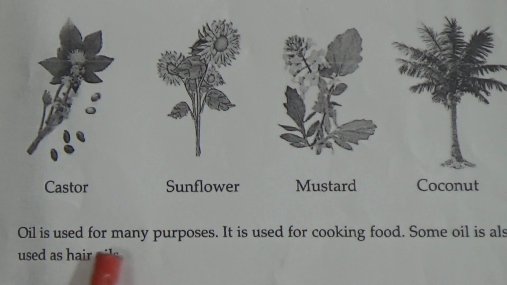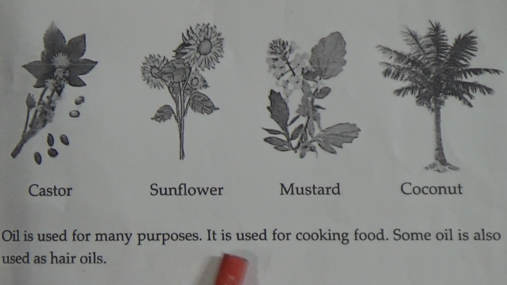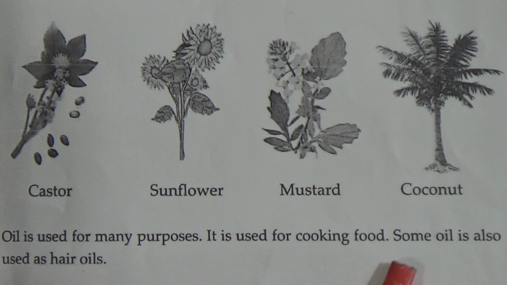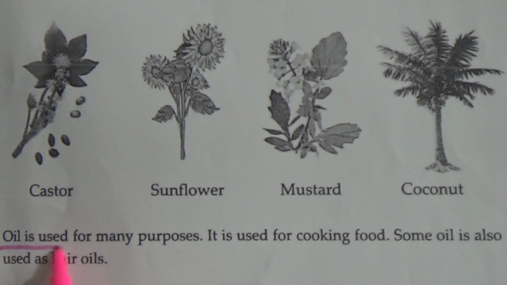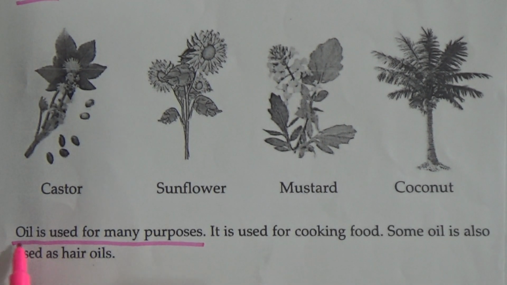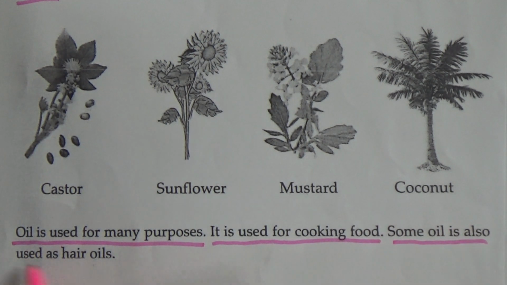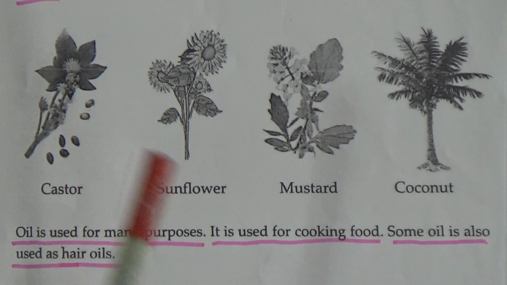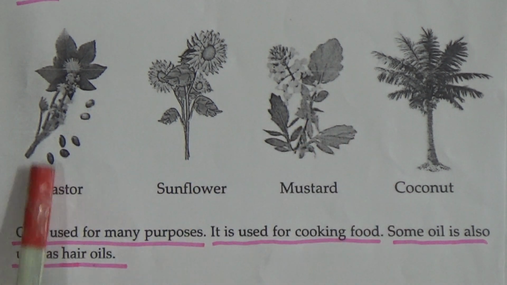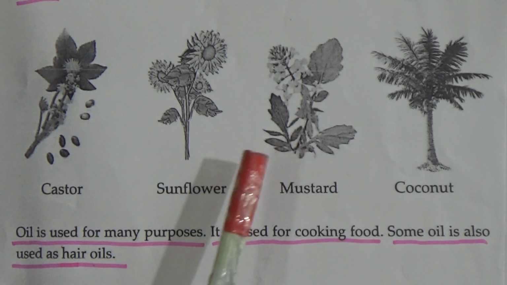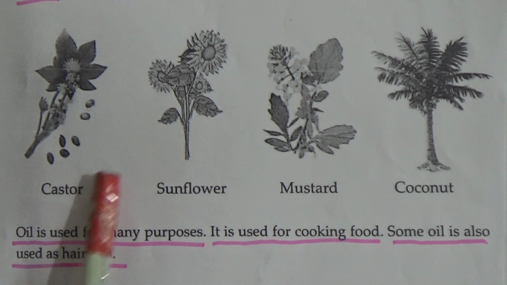Oil is used for many purposes. It is used for cooking food. Some oil is also used as hair oils. Okay, my dear students, underline also this line and you have to memorize. Oil is used for many purposes. It is used for cooking food. Some oil is also used as hair oils. Okay, these figures are the examples of some oil plants.